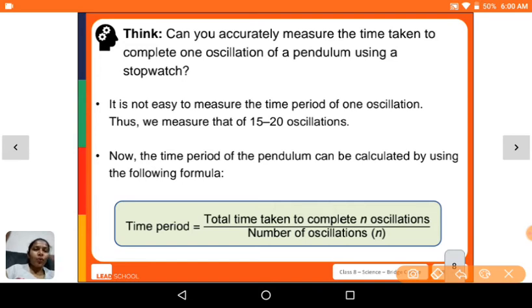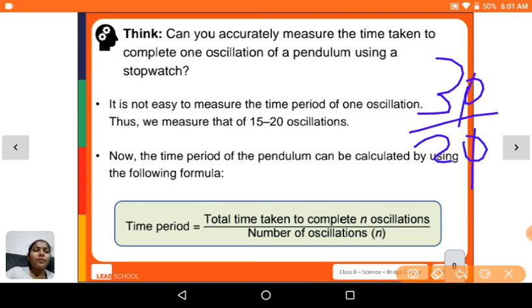If we do 15 to 20 oscillations, then we can find the time for one oscillation. For that we need the time period formula, which is the total time taken to complete n oscillations divided by the total number of oscillations. So if to complete 20 oscillations it took 30 seconds, we can write 30 divided by 20. So 3 by 2 is the time taken to complete one oscillation, right?